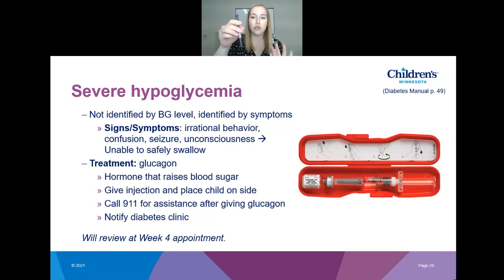If your kid is very young, you might do a half dose. This will have been told to you in the hospital previous to this. But you'll inject your dose. And then the really important thing is after injecting it, you need to roll your child on their side.